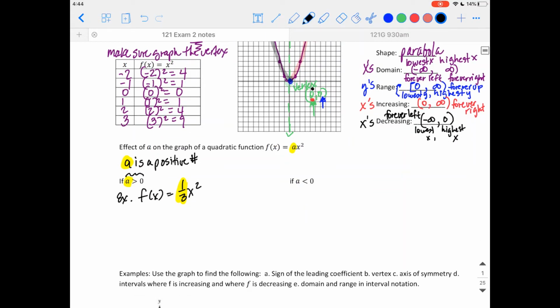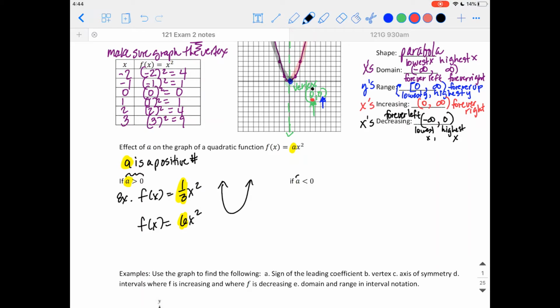Let's have another example. What if I have f of x is equal to 6x squared? If you notice these two examples, the a's are both positive. So in that case, if you don't want to use your graphing calculator, it'd be nice if we didn't have to. We need to know that our parabola is going to be facing upward.